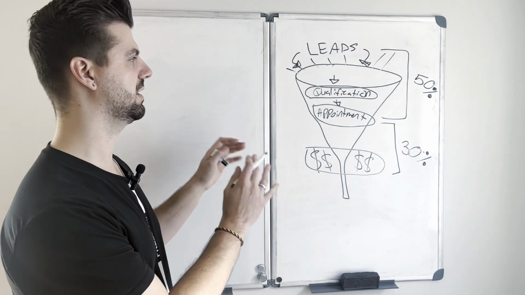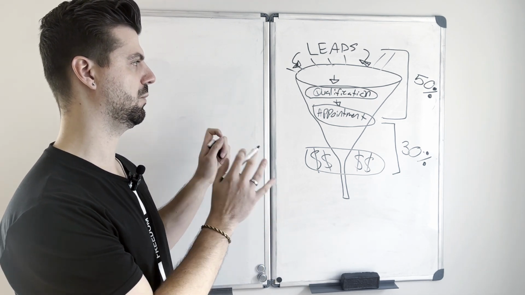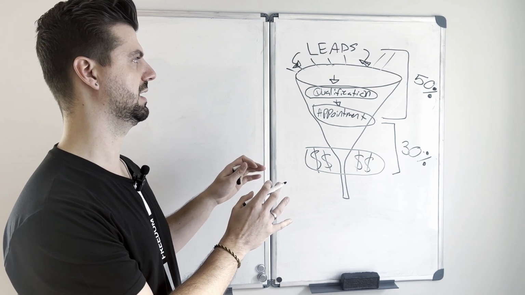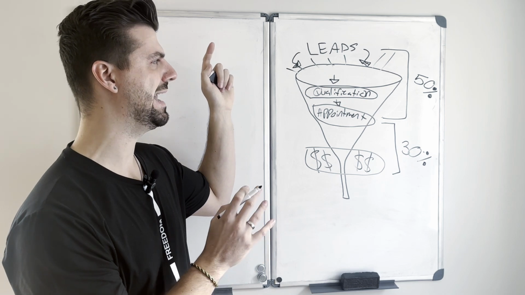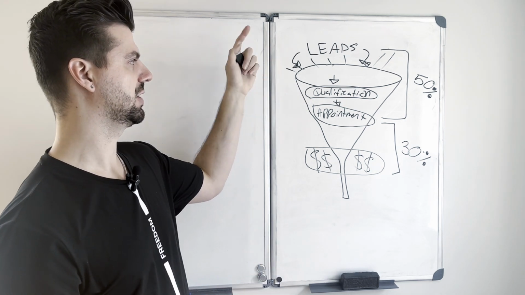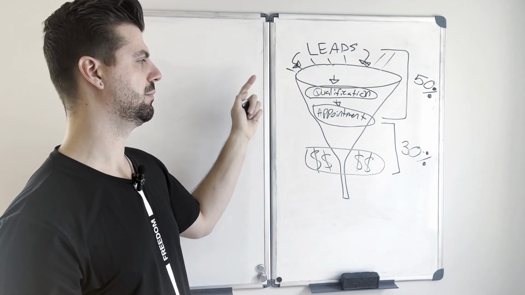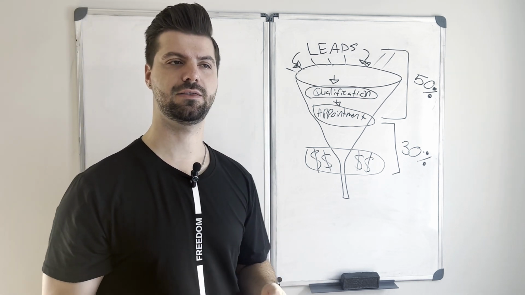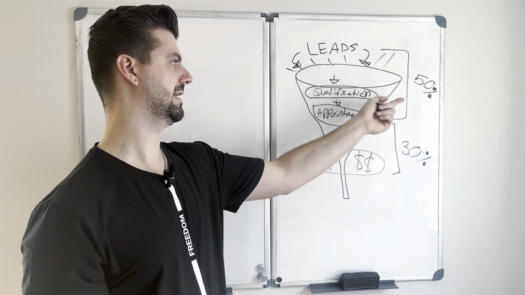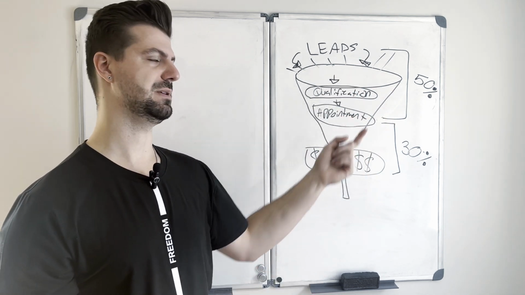So I'm going to talk a little bit about some ways that you can think about this, because a lot of contractors will say, well, Matt, I don't have the time to call all these leads and qualify and book these appointments. So what a lot of contractors do is they get lazy, and then that's how the appointment setting rate starts going down, below 50%.